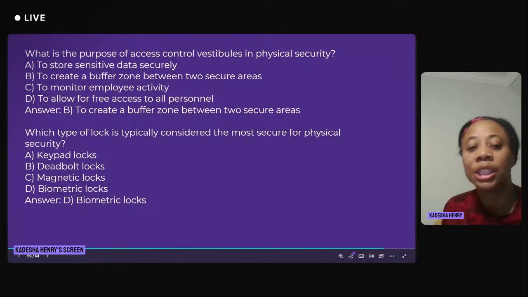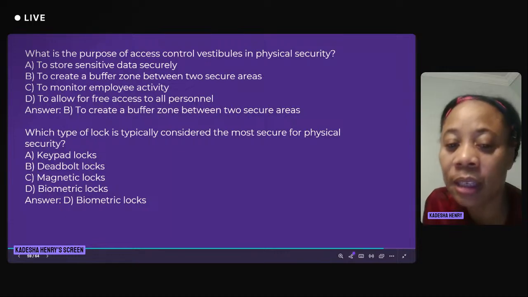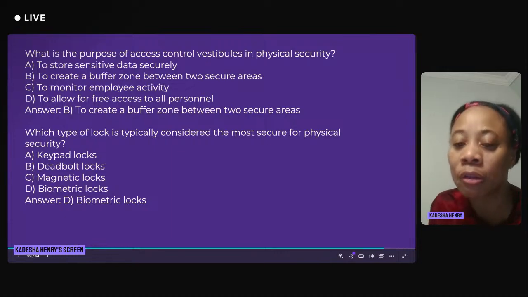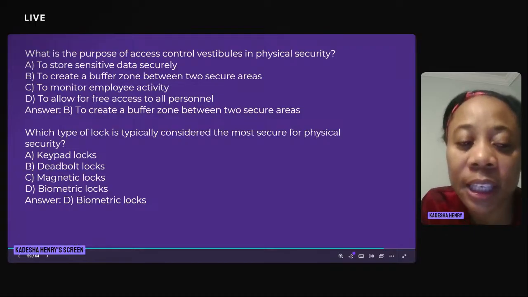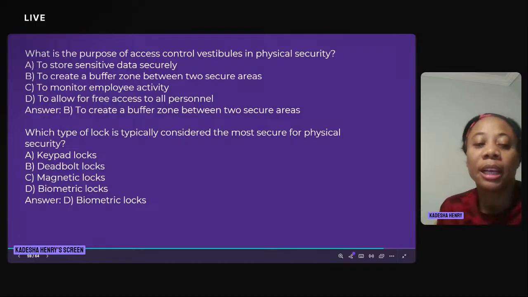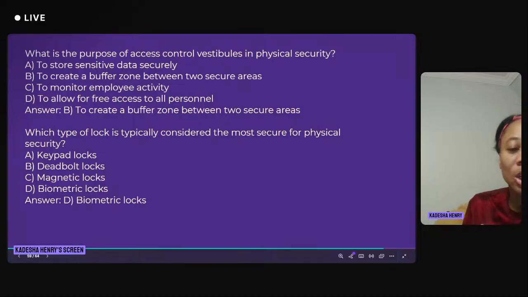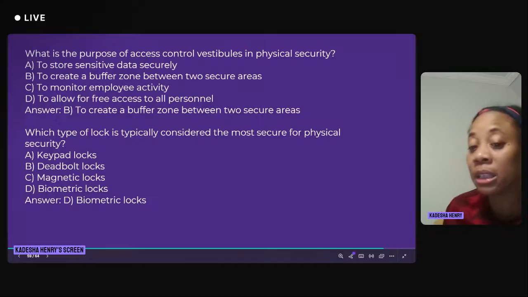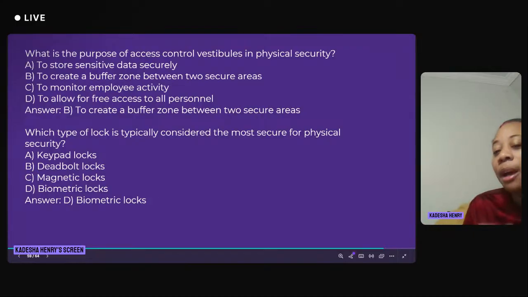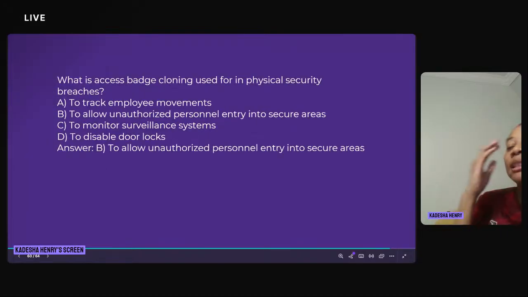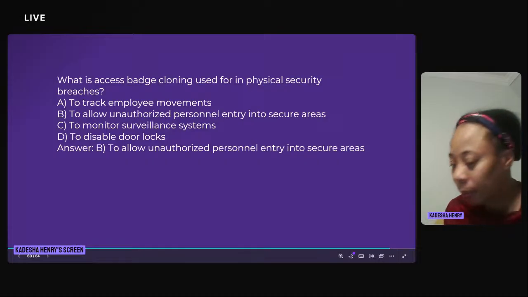Next question. Which type of lock is typically considered the most secure for physical security? Which one would you do? Is it keypad lock, deadbolt locks, magnetic locks, or biometric locks? And we think we'll put biometric because biometric is something you are. So I believe that biometric would have been a better answer. Next question.